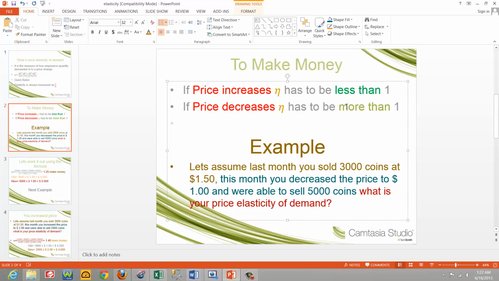Now an example. Let's assume that last month you sold 3,000 coins at $1.50. So this right here is old quantity, old price. Now this month, which is new, we decreased the price by $1 and we're able to sell 5,000 coins. It's a general rule: if you decrease price, you sell more. After all, when things become cheaper, people want to buy more of it. So in this example, we decrease price, so in order for this to be profitable, n has to be more than 1. And this 1 signifies a 1% change.